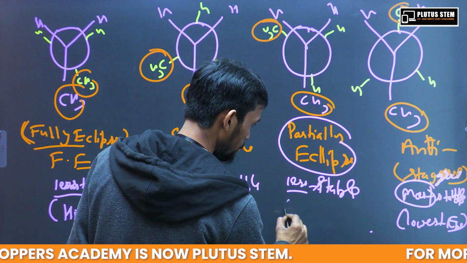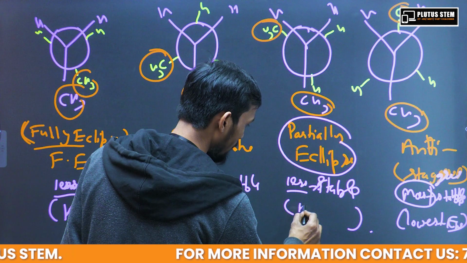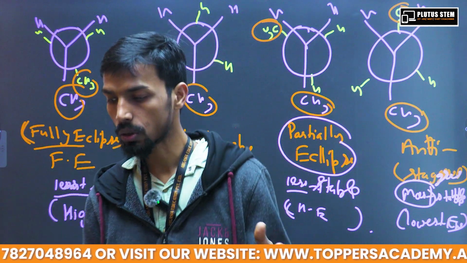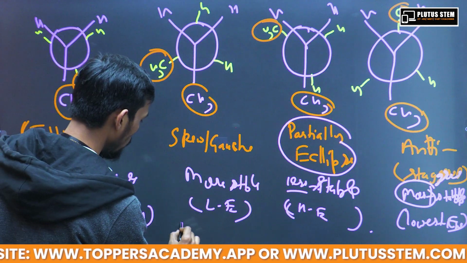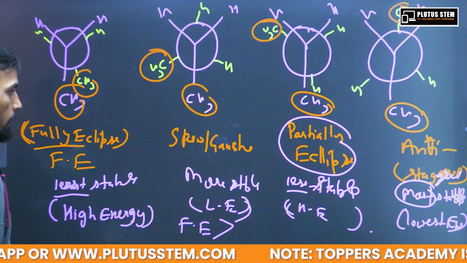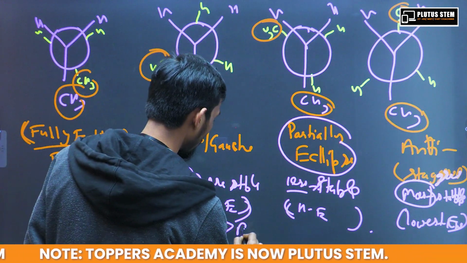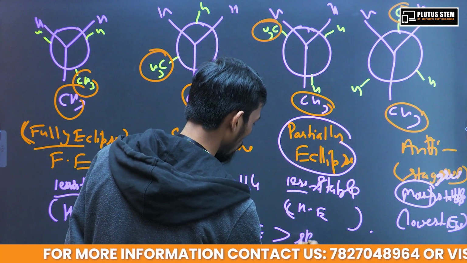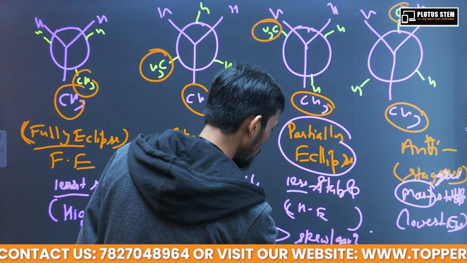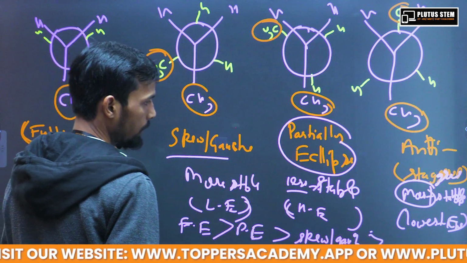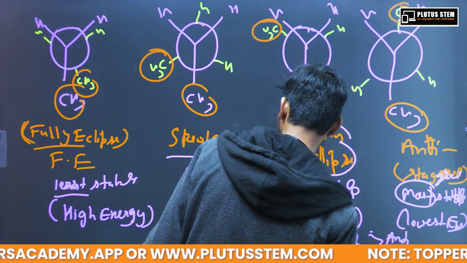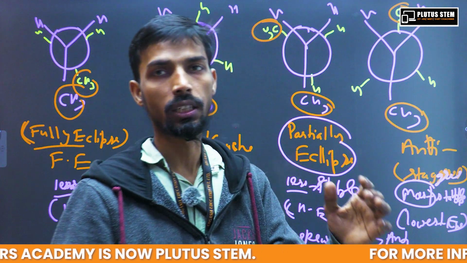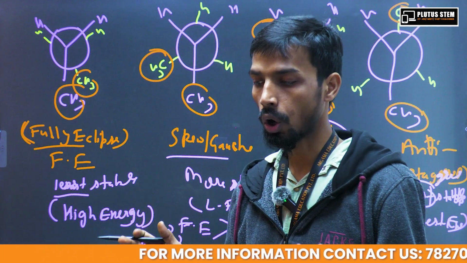So comparatively, one will have a high energy, and the other will have a lower energy. If I want to give a series of these, we can say fully eclipsed has the highest energy, after that we have partially eclipsed, after that skew form or Gauche form, and last we have fully staggered or anti form. They have the least energy. This is the way the energy of all these forms is determined. We can see the energy of all these forms are like this.